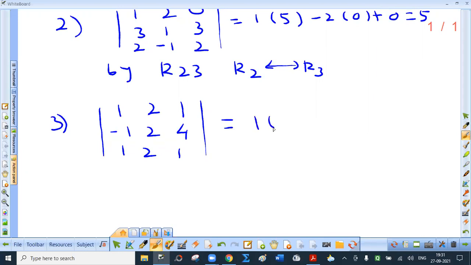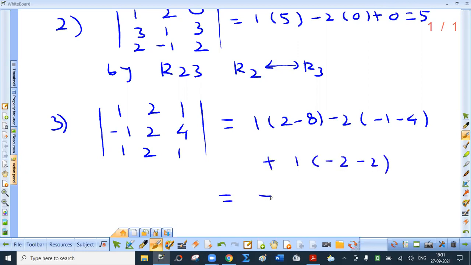Let us expand. So 1 into (2 minus 8), minus 2 into (minus 1 minus 4), plus 1 into (minus 2 minus 2). So this is what? Minus 6. Then plus 10, minus 4. Yes. So the value of the determinant is equal to 0 when any two rows or columns in a determinant are identical. Somebody is asking, what about if all three rows are identical? See, if three rows are identical, two are definitely identical. So the value is equal to 0. So that's it for today.